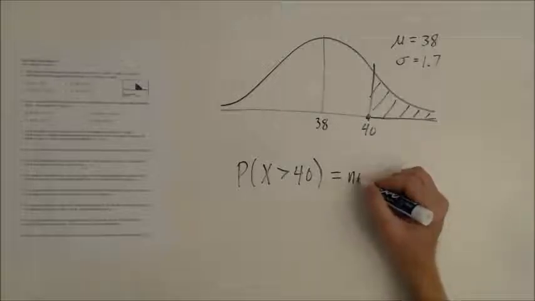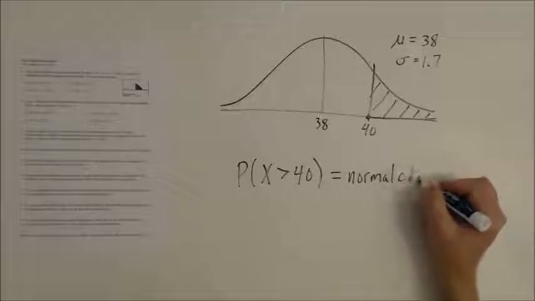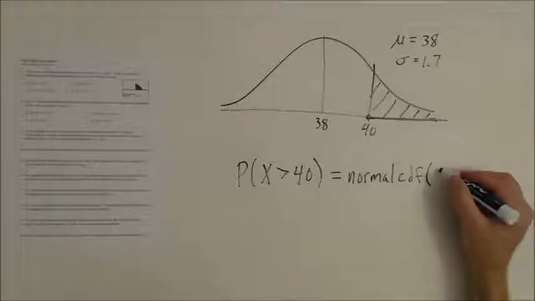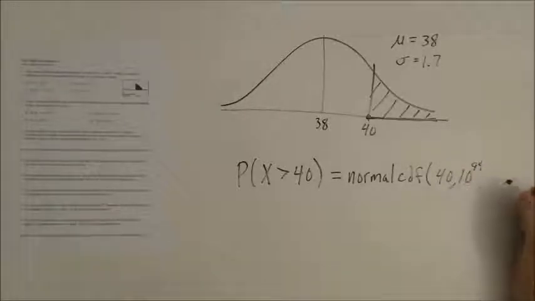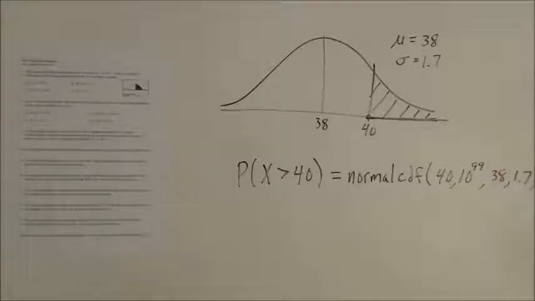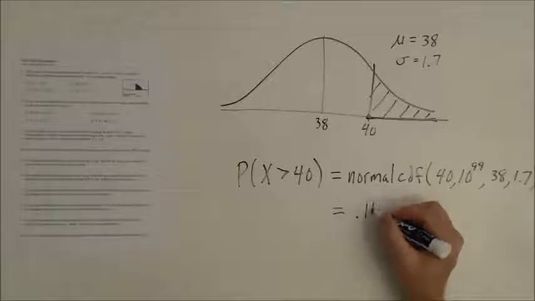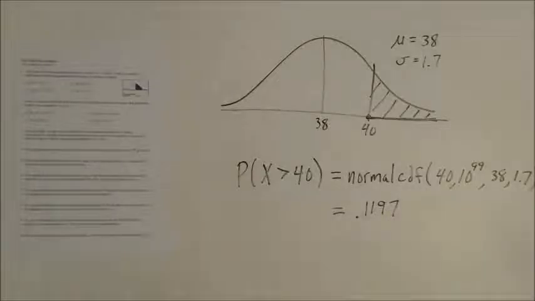And as we've seen, that proportion, or area under the normal curve, can be computed using our normal CDF command, where here the interval extends from 40 to infinity, where the mean and the standard deviation are given. Making this calculation on our calculator, we find a proportion of just under 12%. That is, just under 12% of the crop is expected to measure 40 inches or more.